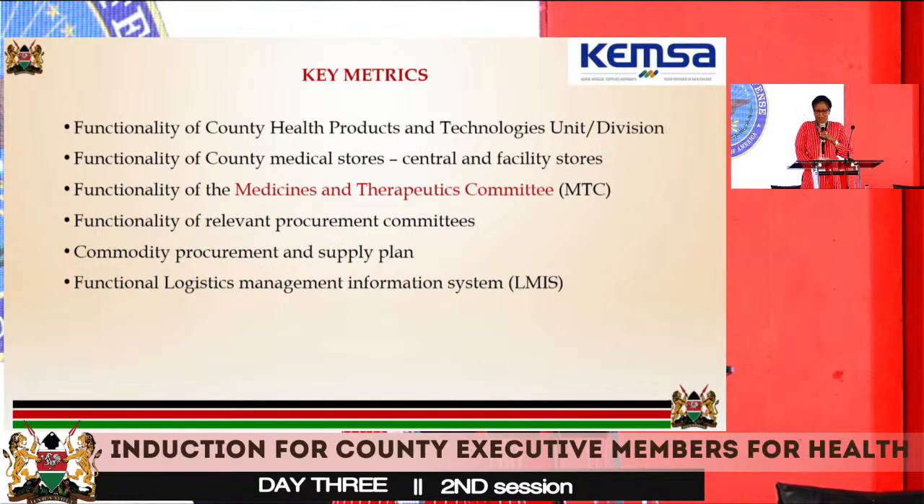We have the county health products and technology units. I am sure you're already briefed by the county pharmacist. We have county stores. In the first slide, KEMSA is actually supposed to help counties warehouse, but because KEMSA has not been able to do that, at Kajiado we actually built a drugstore at the county level. Because as much as KEMSA does the last mile, we still need to have buffer stocks at the county level and at the sub-county level.